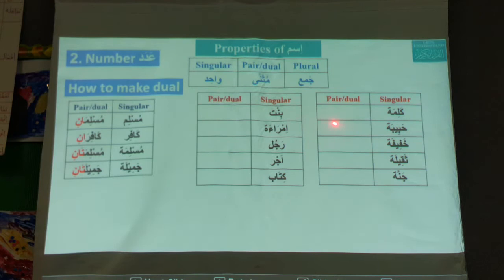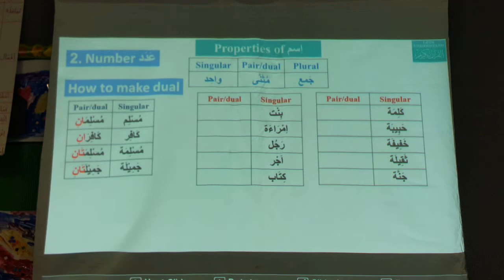Habiba is the loved one. She, or feminine. And what would be the dual? Habibatani. Khafifa. Khafif is light. Khafifa, light, feminine. And dual is? Khafifatani. Saqila? Saqilatani. And Jannah? Jannatani. Jannah is one garden, and Jannatani is two gardens. So this we have learned already. So there should be no confusion about duals, I think, from now onward.